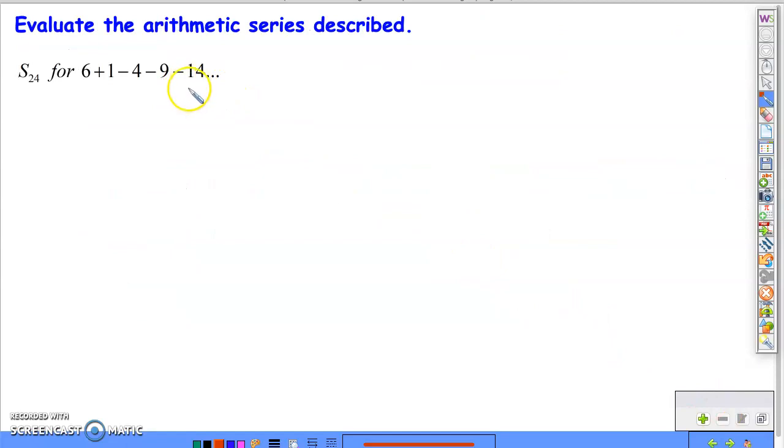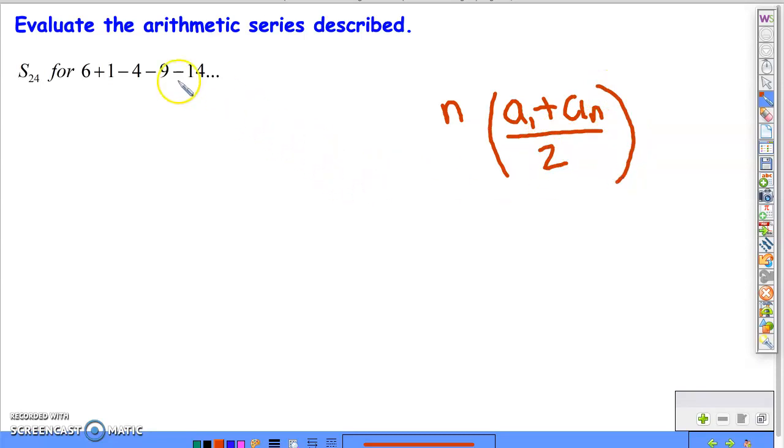So here we're supposed to evaluate, so again, add or sum, the arithmetic series described. So again, to find the sum of an arithmetic series, the formula is n times a1 plus an all over 2. All right, so we know that our n is going to be 24 times our a1, which is 6, plus, now a sub n is going to be the 24th term.